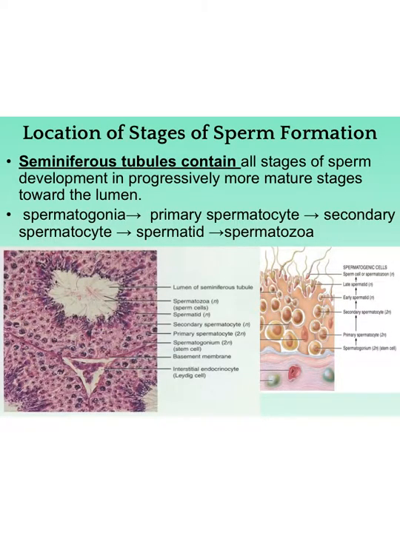All right, so basically the same thing. The seminiferous tubule contains all the stages of sperm development from the spermatogonium all the way up to the mature sperm cells or spermatozoa. And just look at how they develop as it goes up.